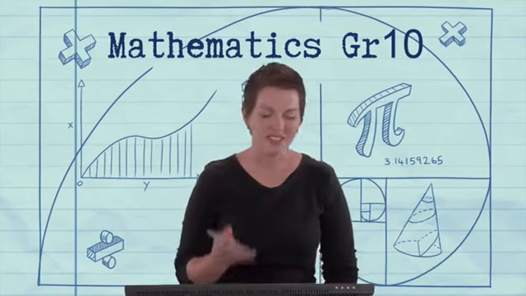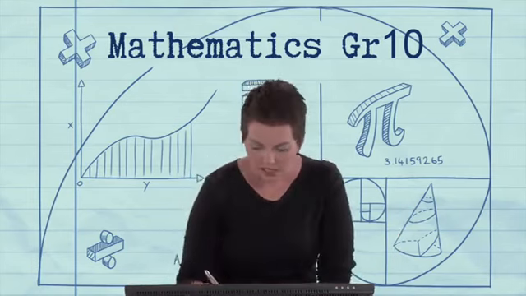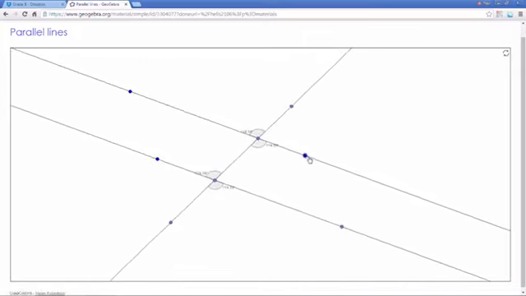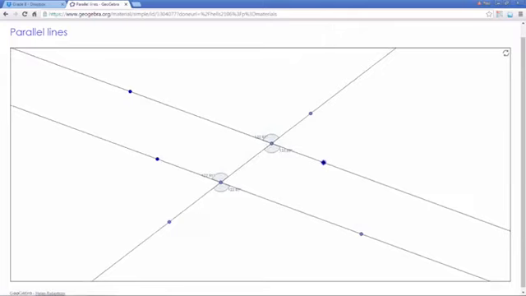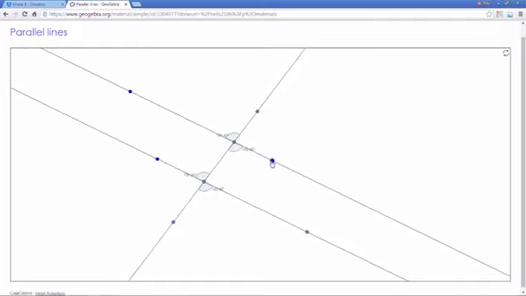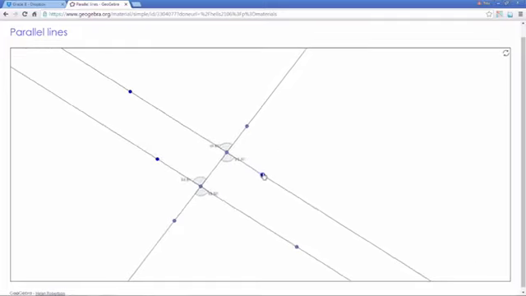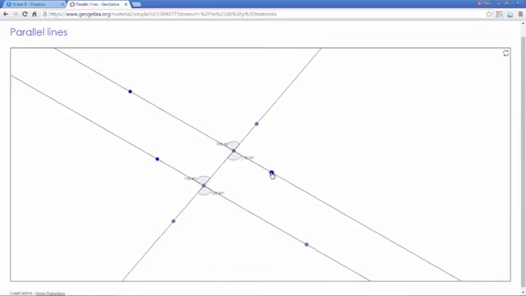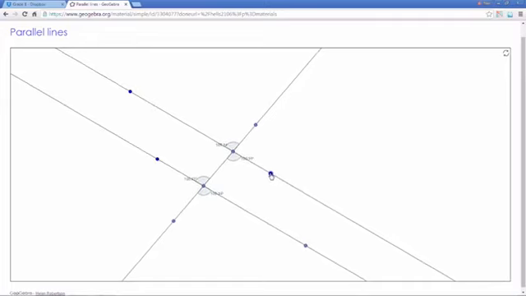Okay, now let's go to my diagram. And you'll see on the diagram that I have put in the angles of measurement. So I've got an angle of 122.42 degrees. Let's try and get it to something nice. You'll see that as I move the one line, the other line moves as well. Why does that happen? Because these lines are parallel to each other. Let's try and get it to 100. Okay, I think that's as close as I'm going to get to 100.